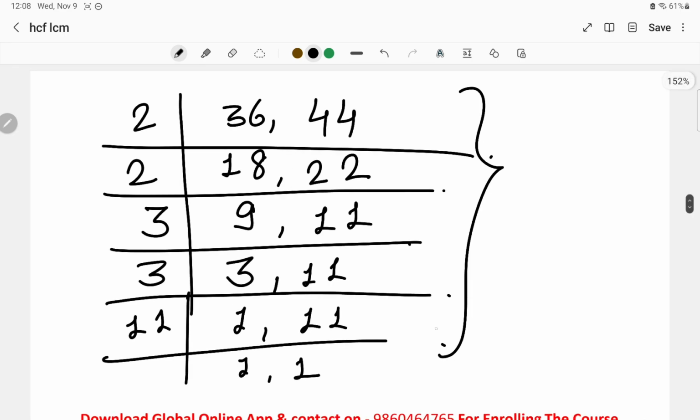So the LCM will be 2 into 2 into 3 into 3 into 11.